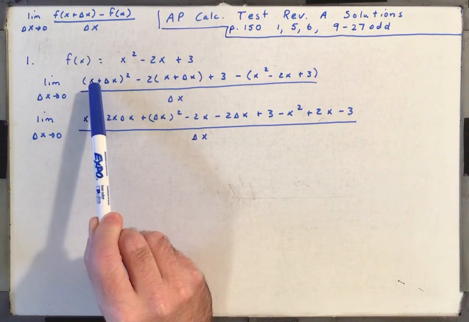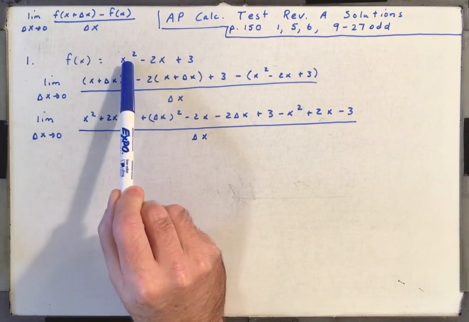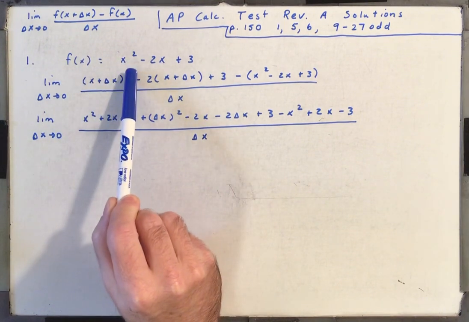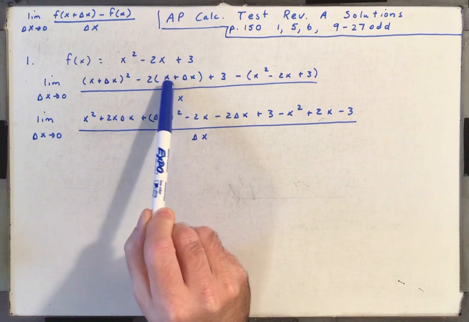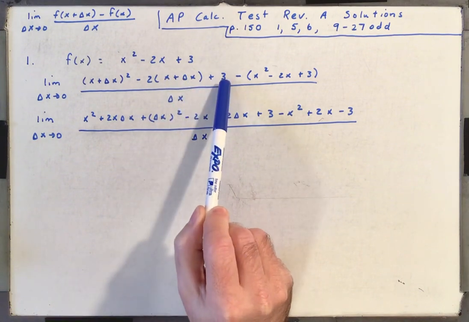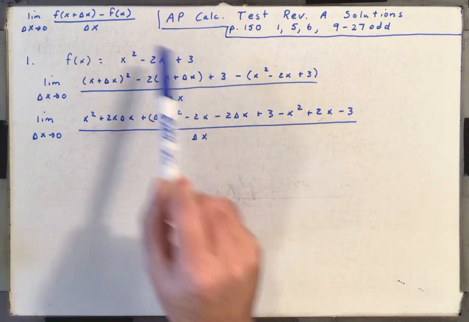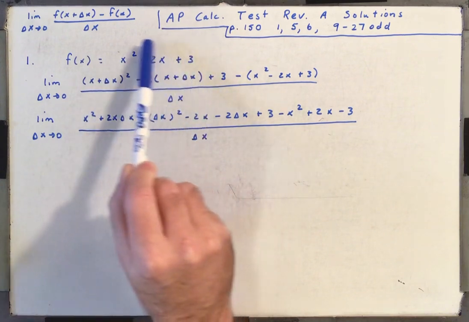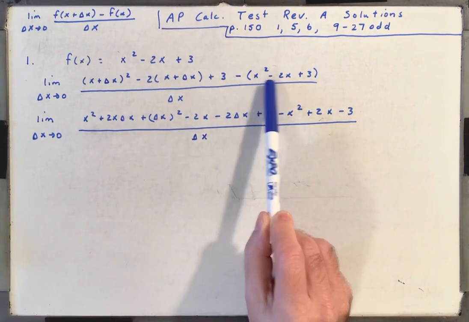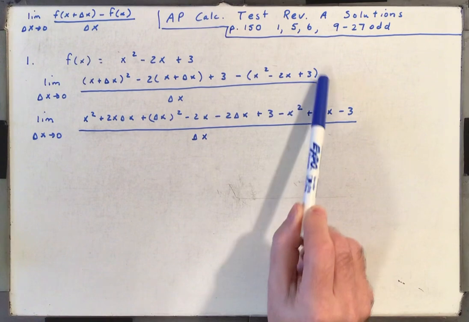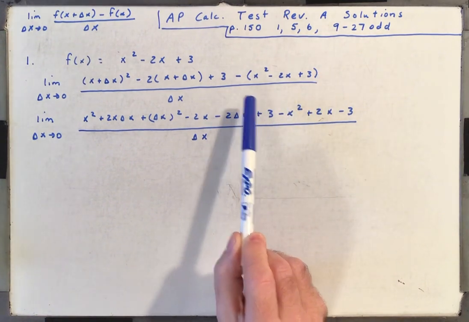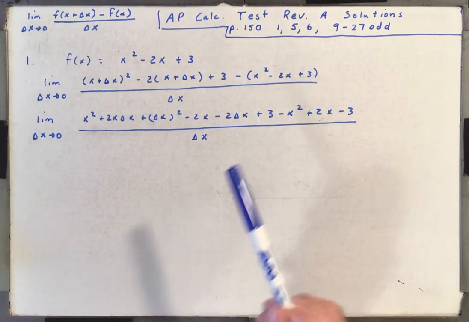So I've already written that out here. x plus delta x all squared, 2 times x plus delta x, plus 3. And then minus f of x. Well, f of x is just this function right here. So minus, I'm putting it in parentheses so that I remember to distribute that negative sign.